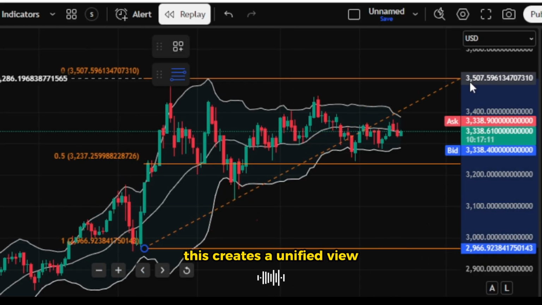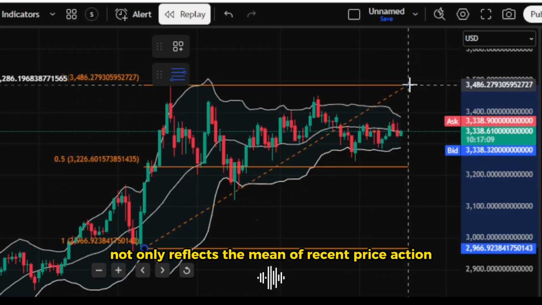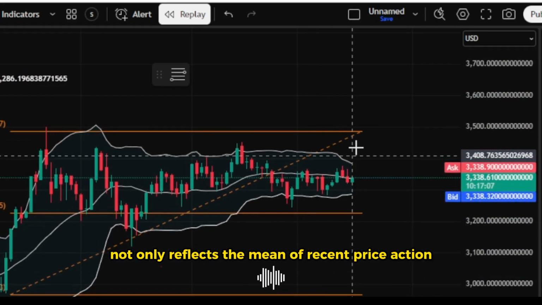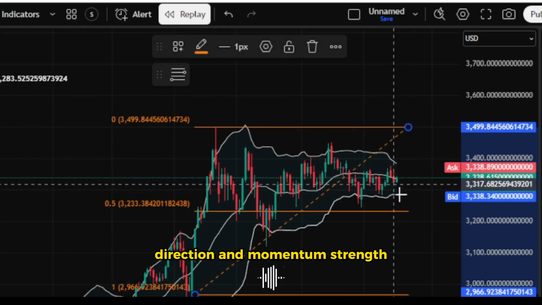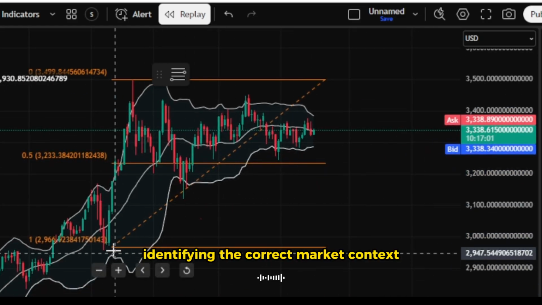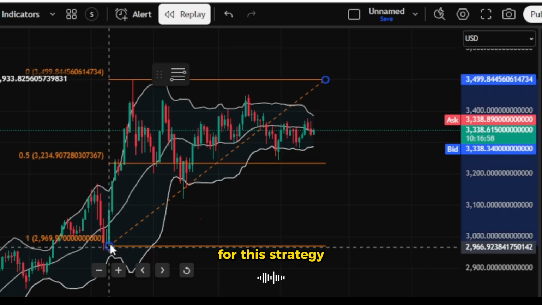This creates a unified view where the center line not only reflects the mean of recent price action, but also offers guidance on trend direction and momentum strength. Identifying the correct market context for this strategy.